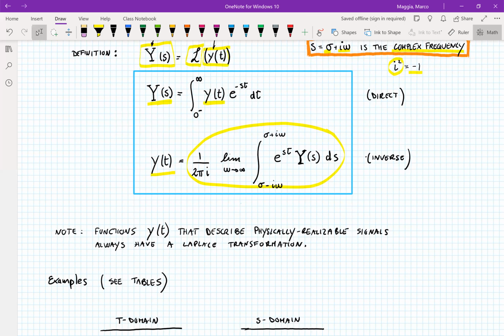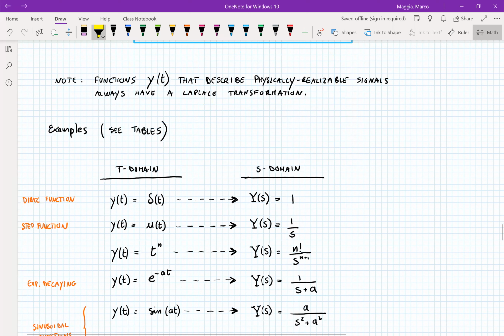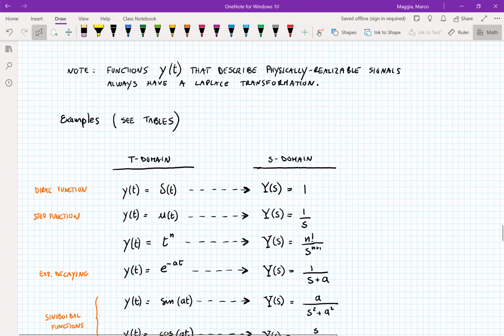Well, the thing is, most of these integrals, you don't have to solve them. They've already been solved because we can use tables. Most of the functions that we will see are already tabulated. We already have the Laplace transforms for these functions. So we will never have to really compute these integrals directly. Let's take a look at some of these functions.